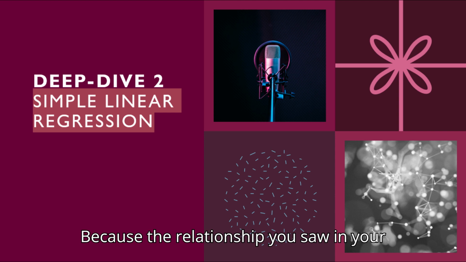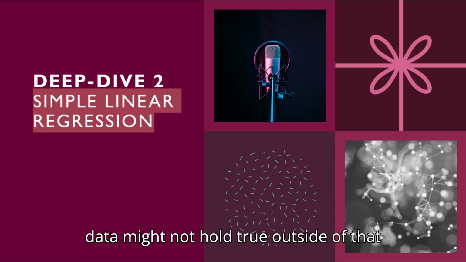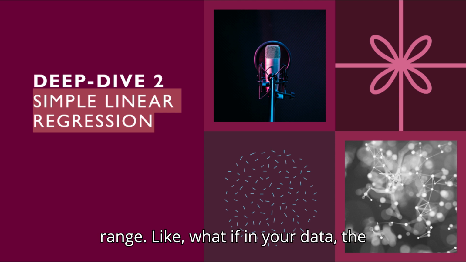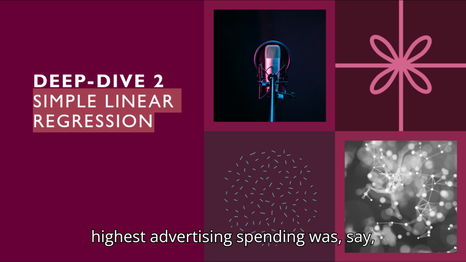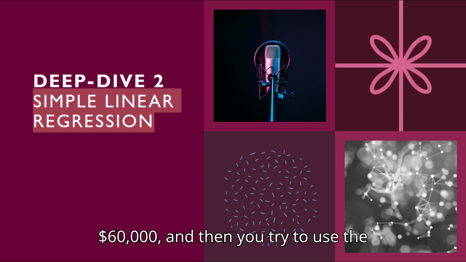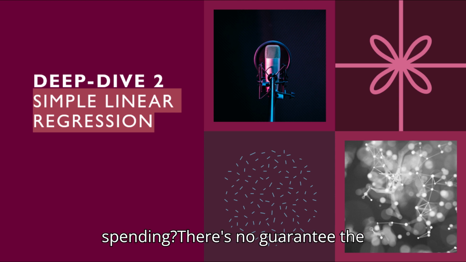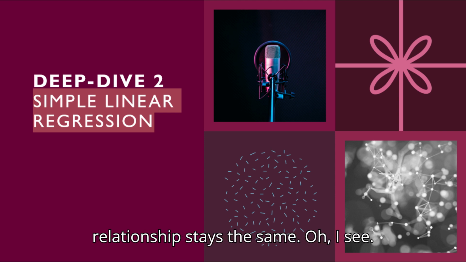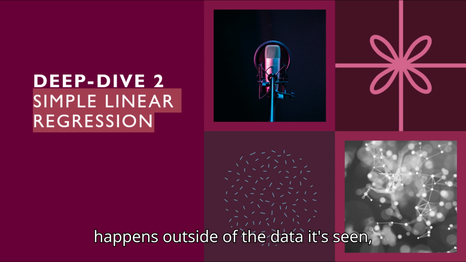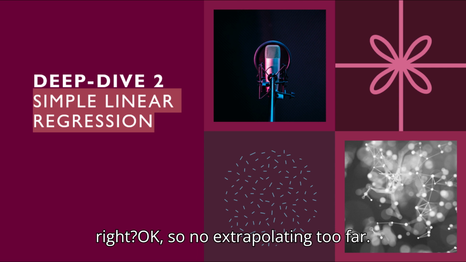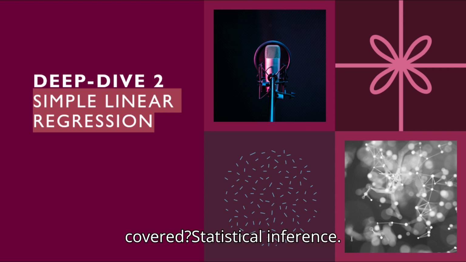Why is that? Because the relationship you saw in your data might not hold true outside of that range. Like, what if in your data, the highest advertising spending was, say, $60,000, and then you try to use the model to predict sales for $100,000 in spending? There's no guarantee the relationship stays the same. Oh, I see. It's like your model doesn't know what happens outside of the data it's seen. Right. Okay, so no extrapolating too far. Got it. What was the last thing they covered?